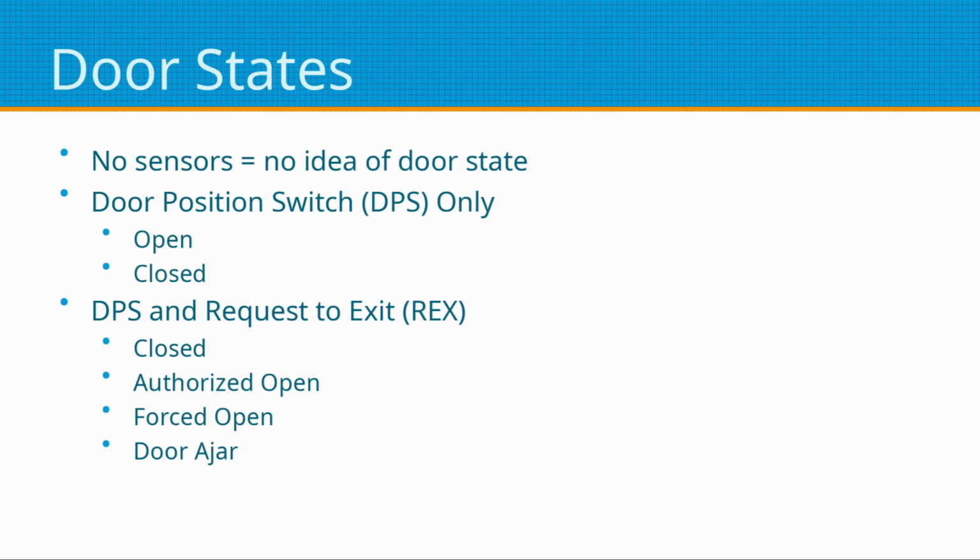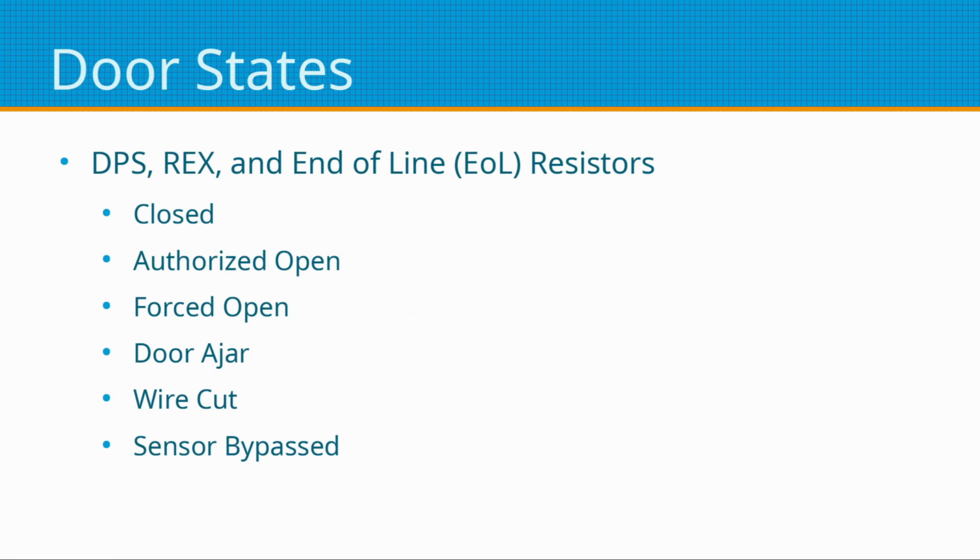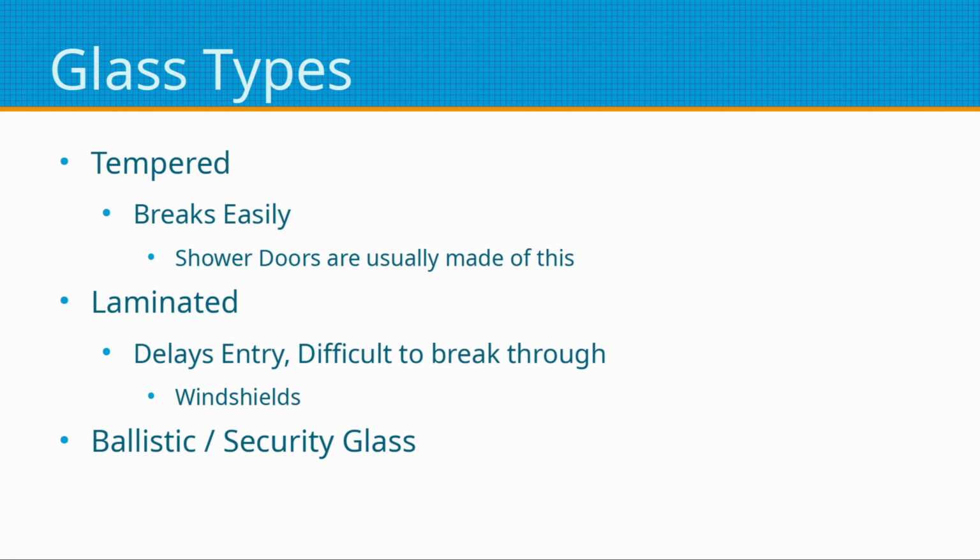And so those are 4 really important states to know. When you get to an even higher security level, we also want to add some end-of-line resistors to our sensors. And so those end-of-line resistors give us 2 more states. So we still have the closed, the authorized open, the forced open, the door ajar. But now we know if someone has cut the wire and tampered with it, or if they've tried to bypass that sensor. So we actually have 6 different possible states out of that door. It makes it significantly more secure because we can make sure that we are actually getting valid information from the door.